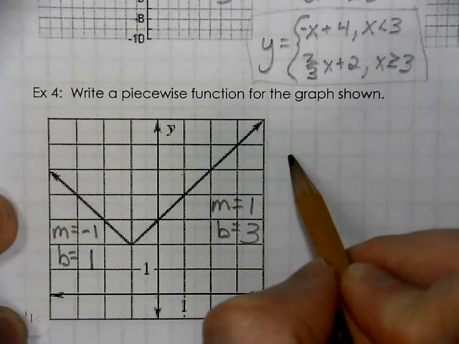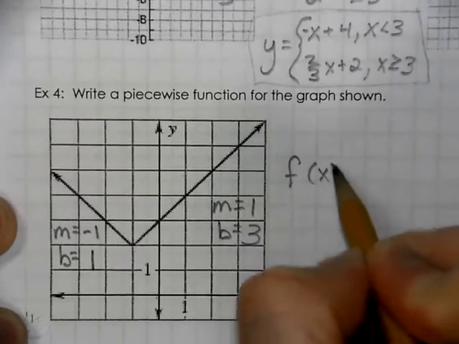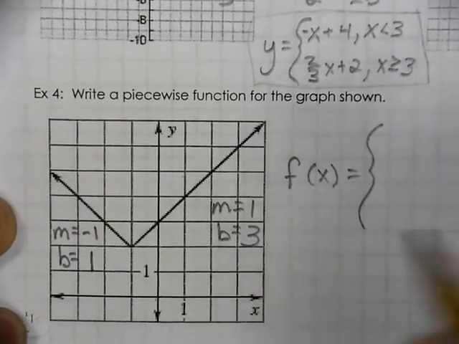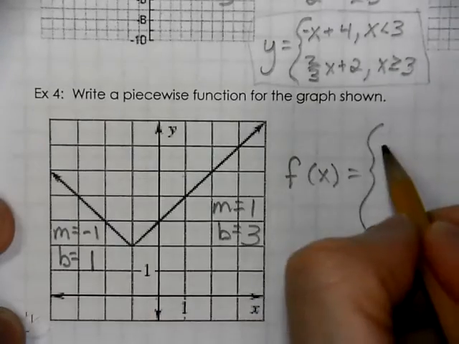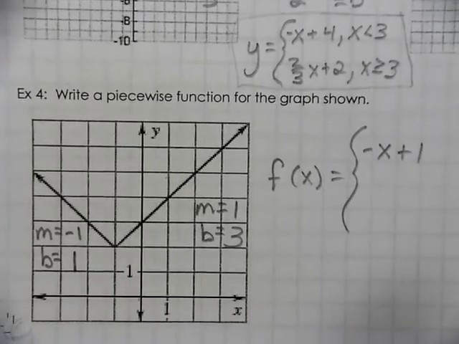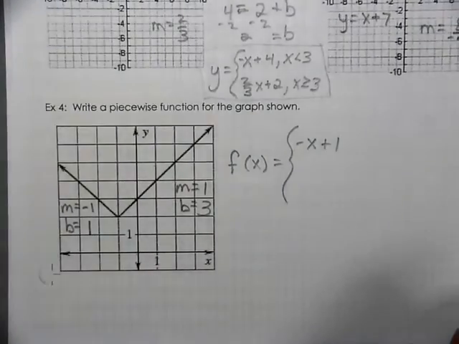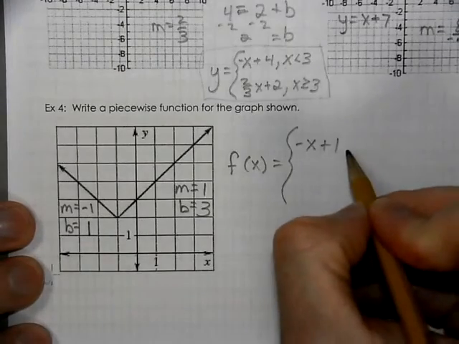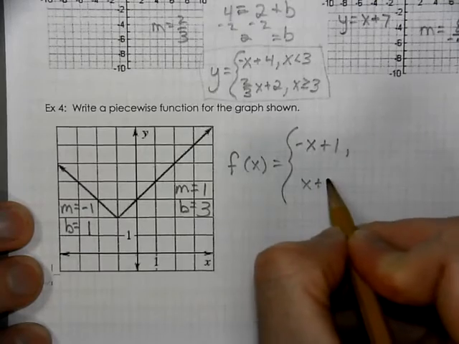Our piecewise function, if you want to use function notation, say f of x equals, we often start on the side, so we're going to be -x plus 1 and our other equation is going to be x plus 3.